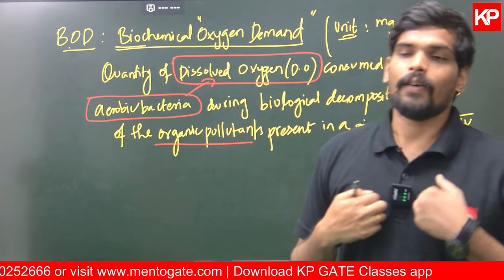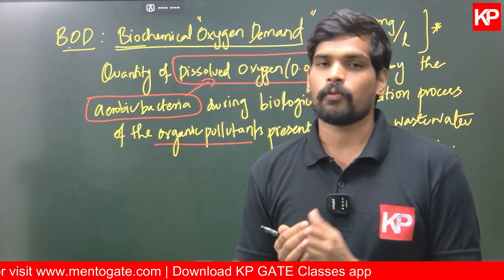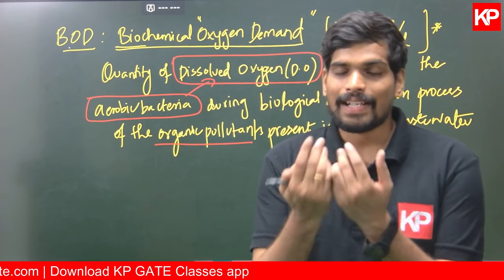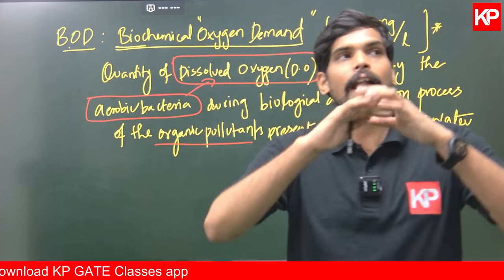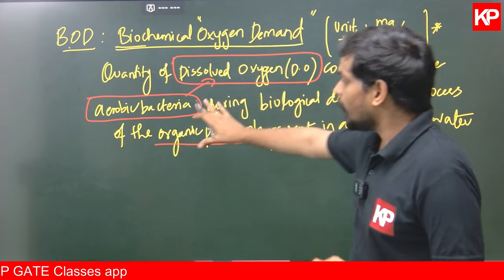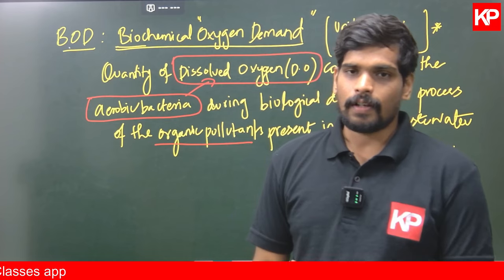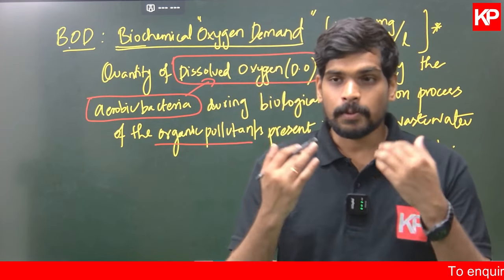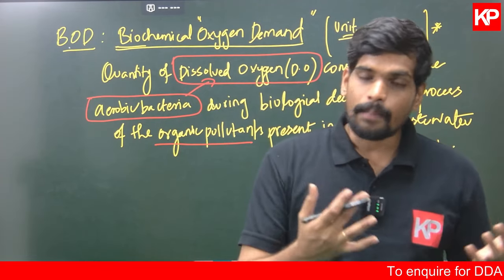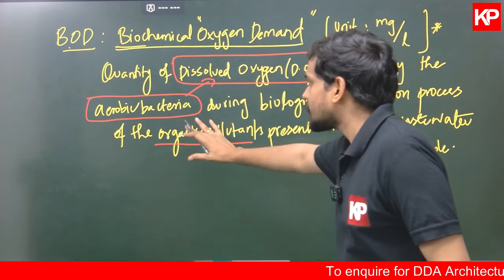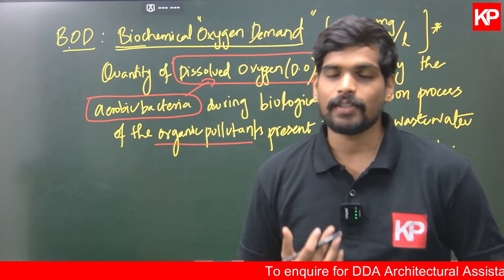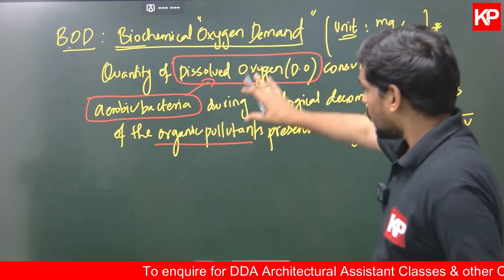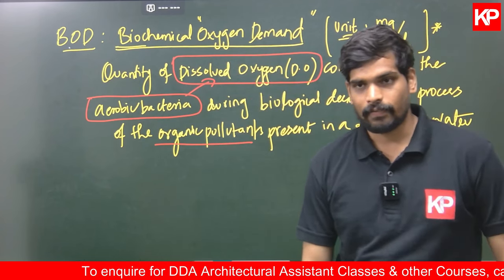Like what do we consume to live? We consume the atmospheric oxygen present in the air, which is released from the photosynthesis of plants. We live based on that atmospheric oxygen. Whereas aerobic bacteria, just like other life present in the water bodies, like fish, how does fish live? It consumes oxygen from the water using the gills. It uses dissolved oxygen. Just that way, aerobic bacteria also consumes the dissolved oxygen. And by consuming that dissolved oxygen, it basically decomposes the organic matter present in the water sample.